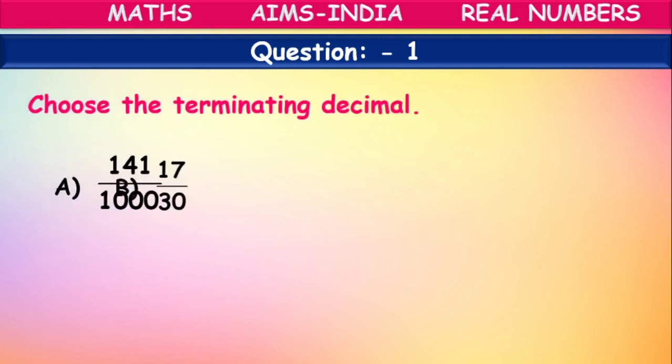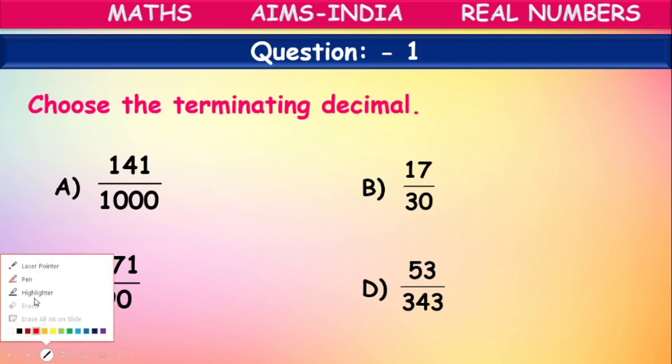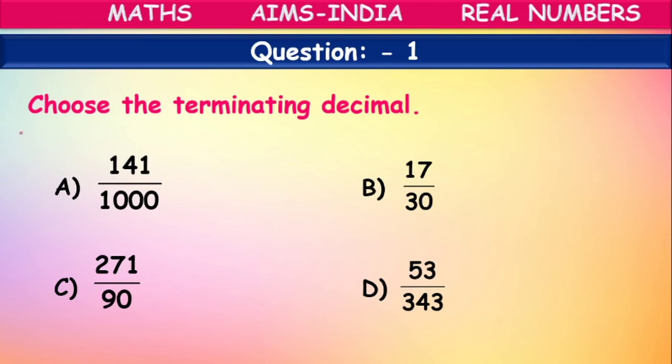So the first question is, choose the terminating decimal. Four options are there, A, B, C, D. So what is the correct answer?